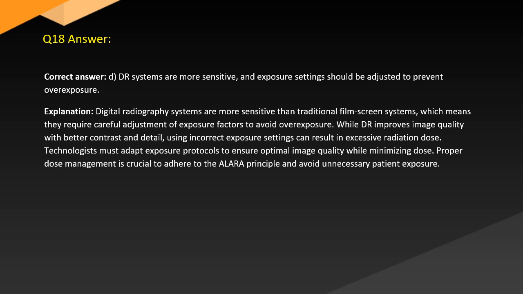Answer. Correct answer: D. DR systems are more sensitive and exposure settings should be adjusted to prevent overexposure. Explanation. Digital radiography systems are more sensitive than traditional film screen systems, which means they require careful adjustment of exposure factors to avoid overexposure, while DR improves image quality with better contrast and detail.